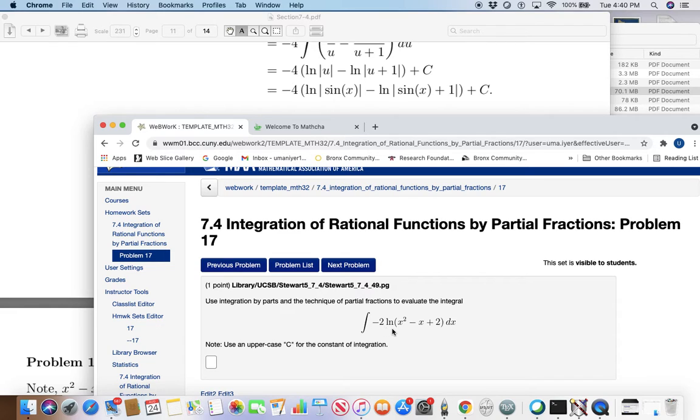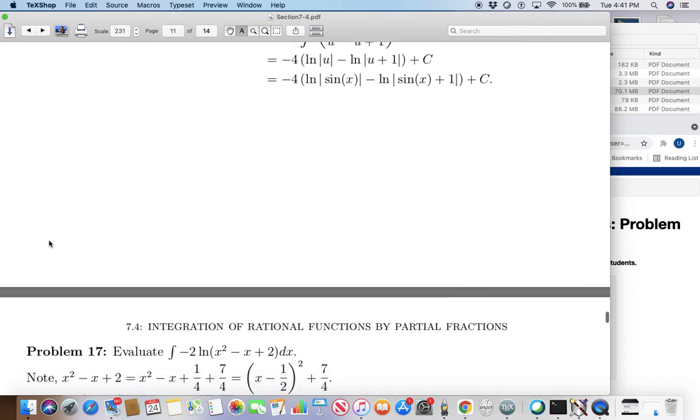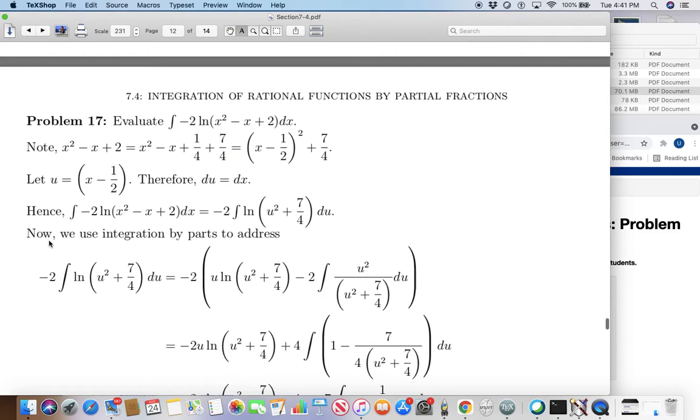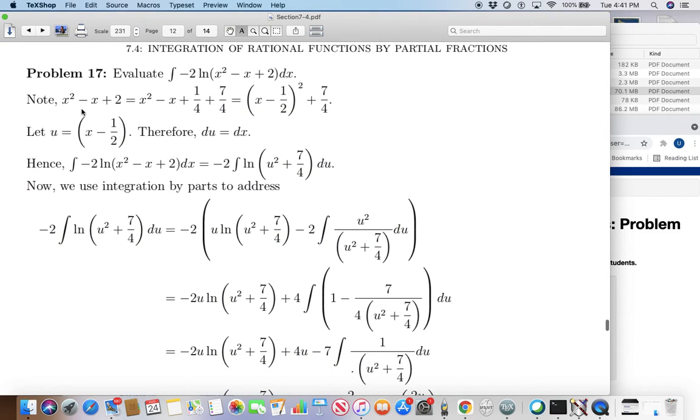Integral negative 2 natural log x squared minus x plus 2 dx. This is a tricky one. Let's take some time to understand this. X squared minus x plus 2, you need to complete it as a square. So minus x plus 2, I need a 1/4. To get to 2, I need 7/4. Okay, so make sure you complete this as a square.